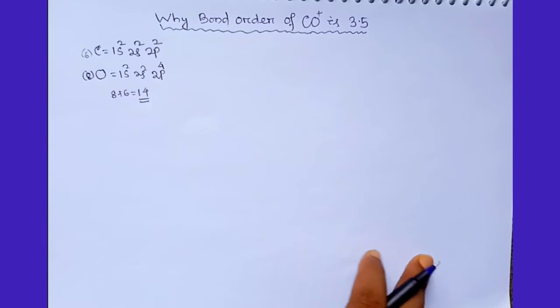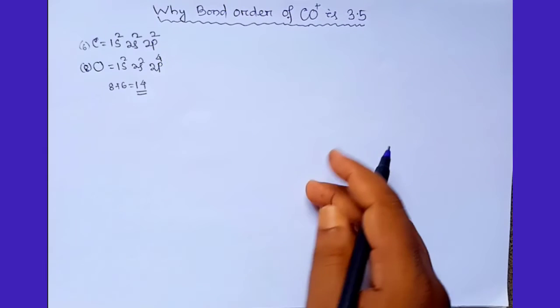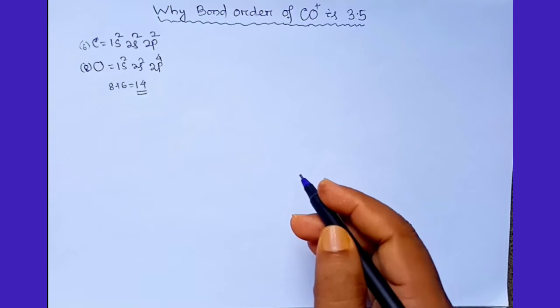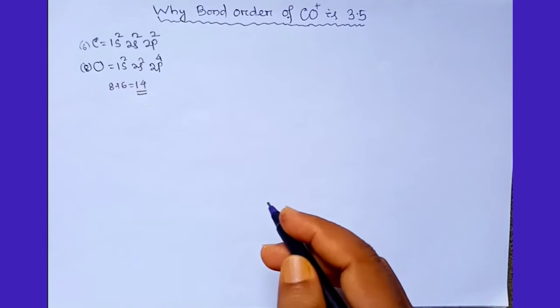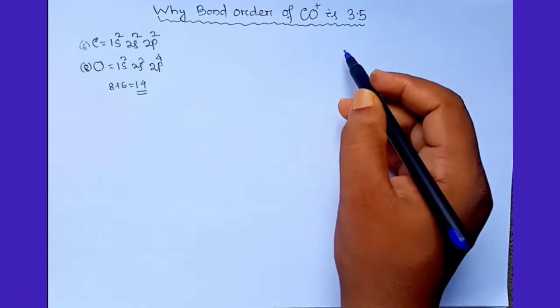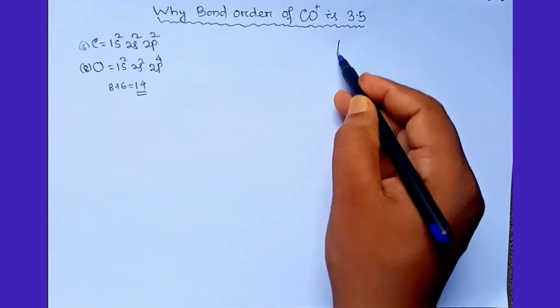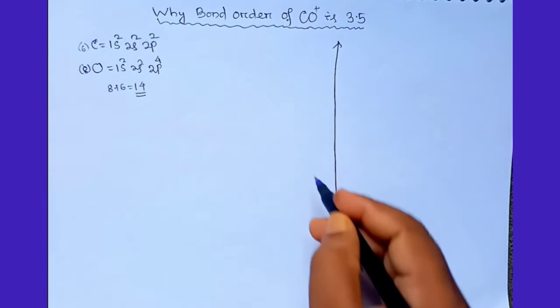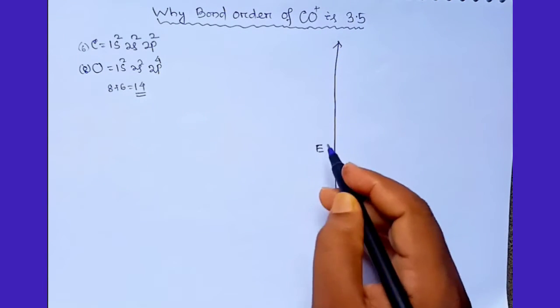Now first we will draw the molecular orbital, MO diagram, for the CO molecule. Then we will extend it to CO plus. So let's plot the MO diagram. So this is the energy axis.